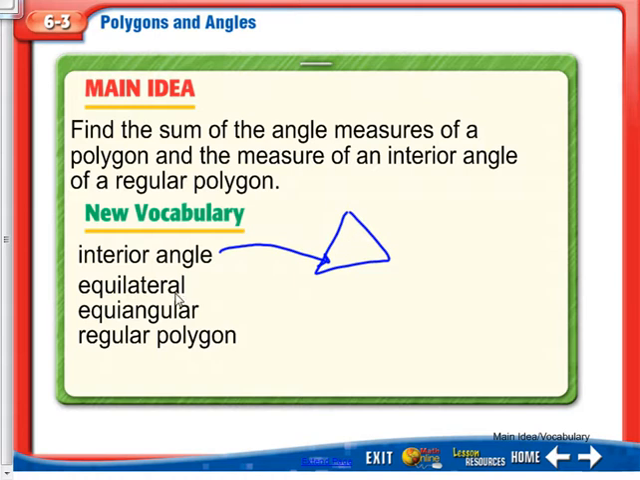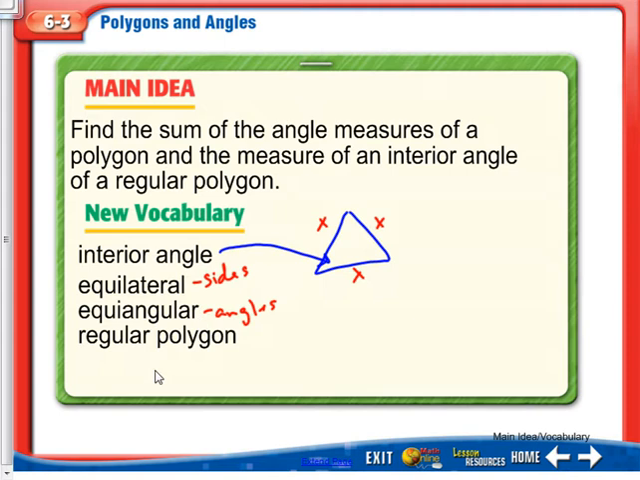An equilateral triangle is obviously one with all three sides equal. So if I said that this was x, this would also be x, and this would also be x, then this would be an equilateral triangle. Equiangular would be the same thing. Equilateral, lateral means sides, and angular means obviously angles. So equal angles, equal sides.